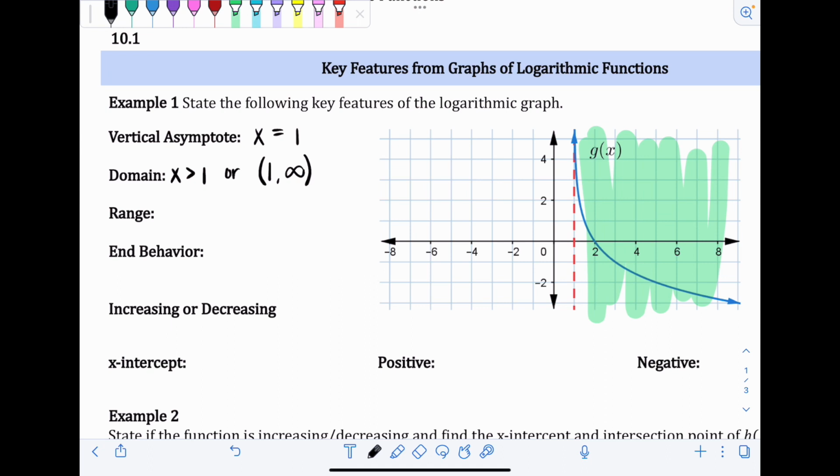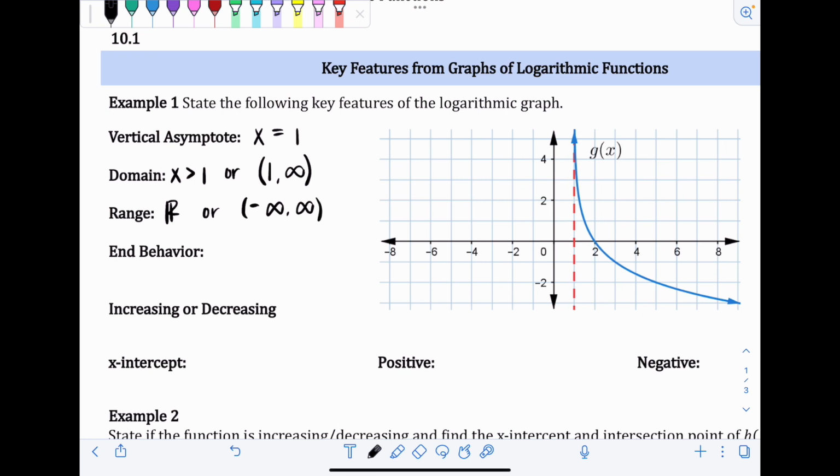And then range is how far the graph is extending up or down. So you can see the graph goes up forever right here and down forever on the right side. So it's covering all of the possible y values. So our range would be all real numbers for all log functions, or if you were to write that in interval notation, it would be from negative infinity to positive infinity.